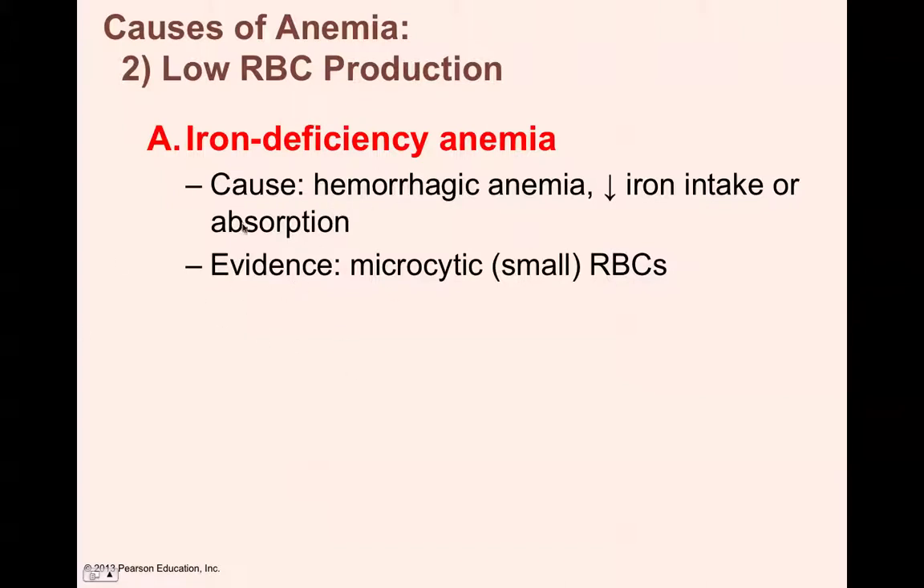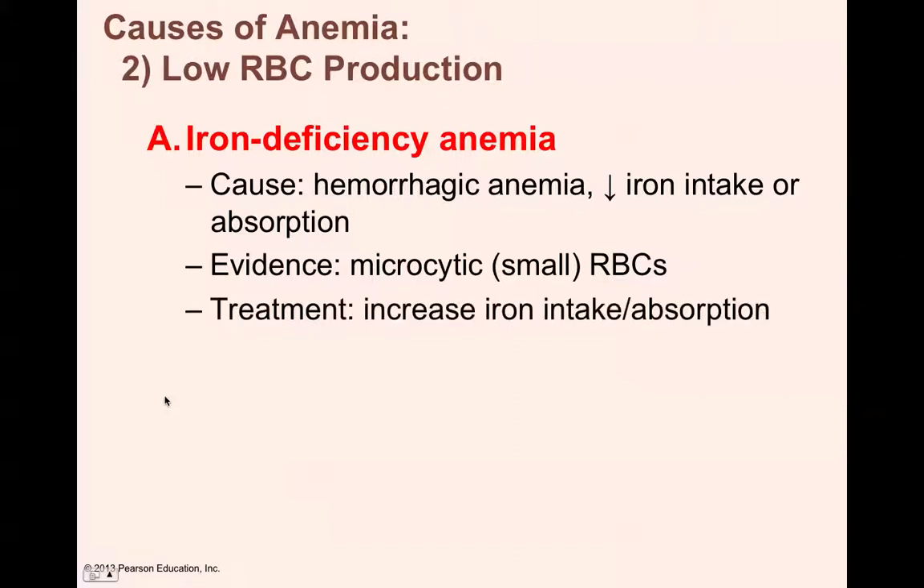But anyway, the evidence for this type of anemia would be microcytic, or very small red blood cells. When they examine the blood on a microscope slide, they will notice that the red blood cells are too small. The treatment is to increase iron intake or absorption. So it's not just taking more iron. If you're taking a lot of iron in the diet, but it's not being absorbed into the bloodstream, it's not going to correct the situation.